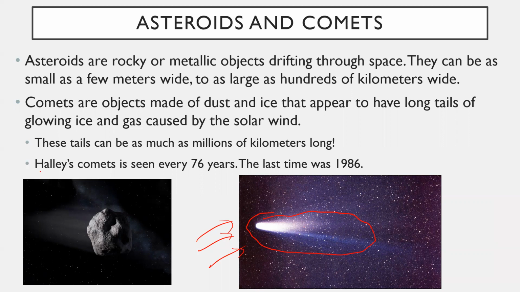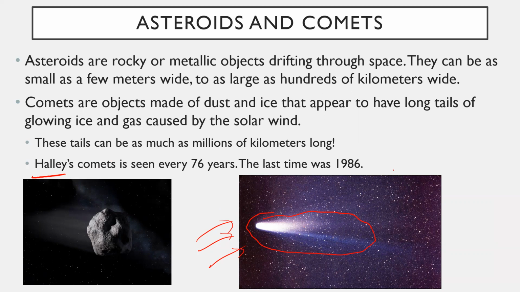Now, there's a comet, the most famous comet. It's called either Halley's Comet or Halley's Comet. Both of those pronunciations are correct. I'll call it Halley's Comet. Halley's Comet is seen every 76 years. It's like clockwork. It always comes around. So it's notable because most people are fortunate enough to see Halley's Comet at least some point in their lifetime.